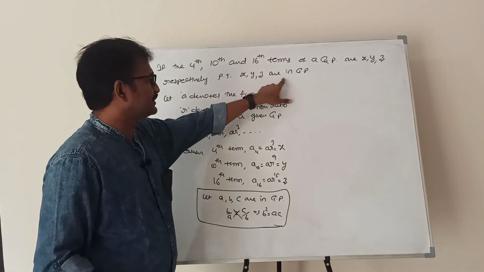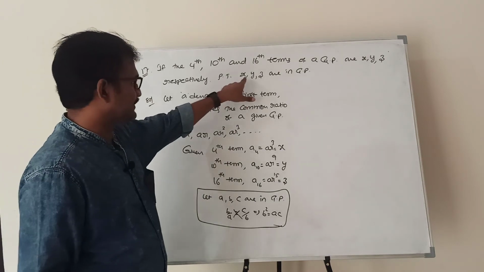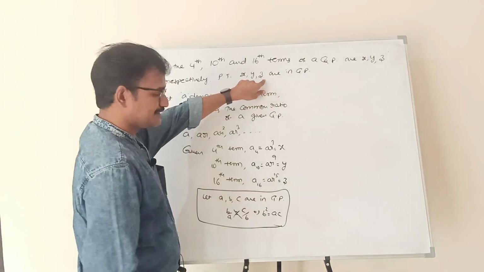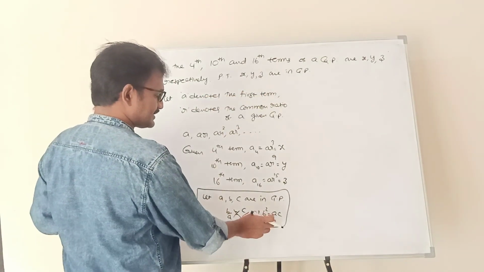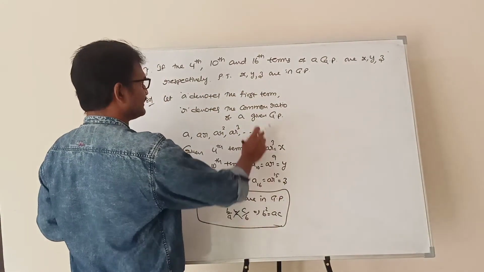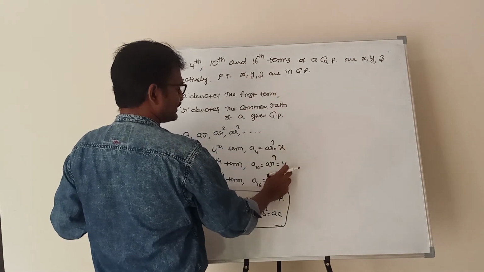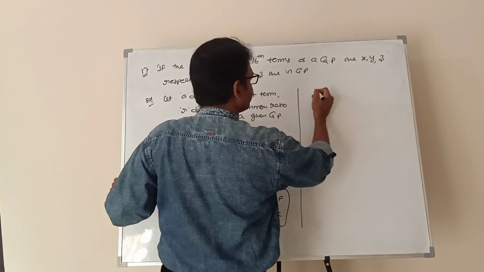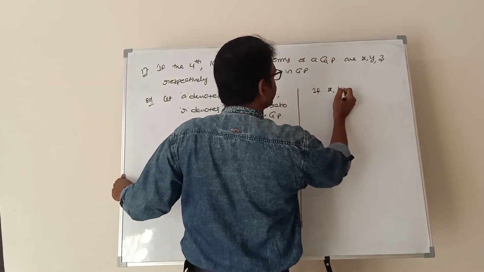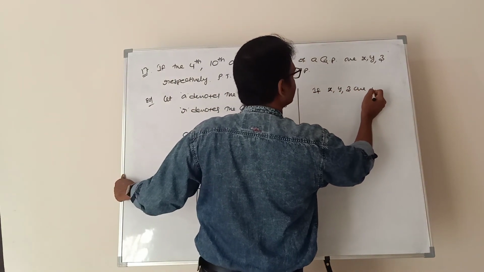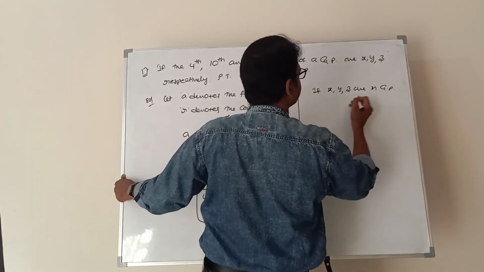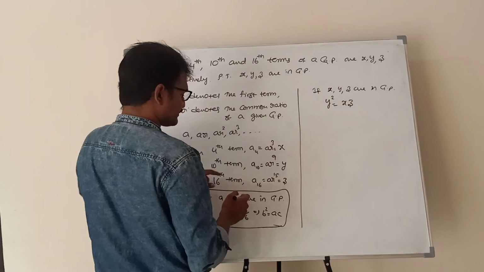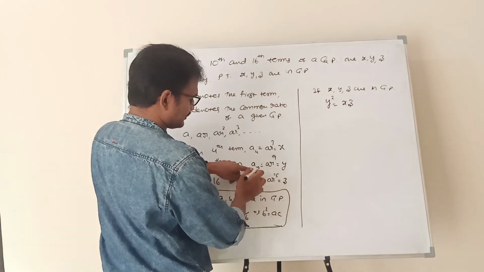What we have to prove? Prove that these three numbers x, y, z are in GP. That means what is the condition? B square equal to AC, that means Y square equal to X into Z. If x, y, z are in GP, then Y square is equal to XZ. What is the Y square value?